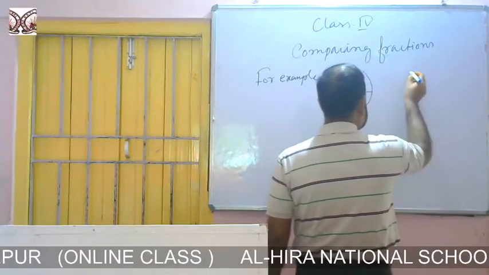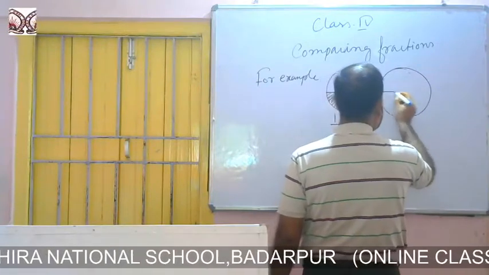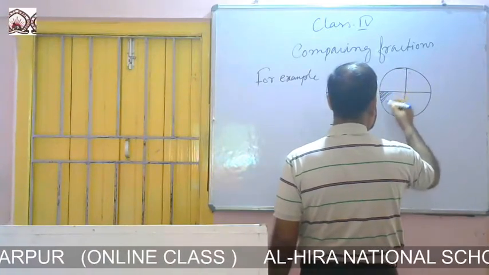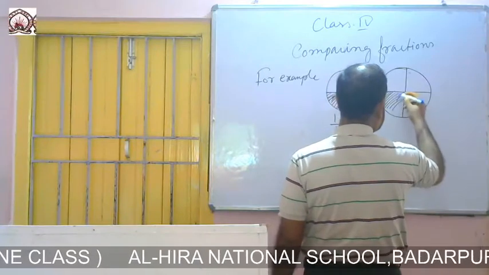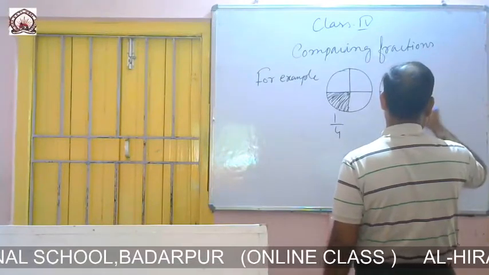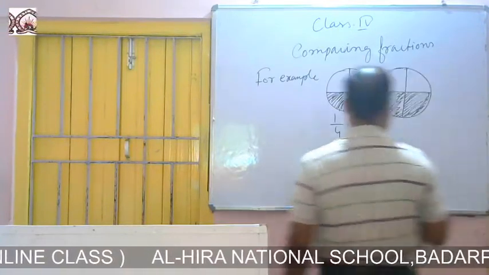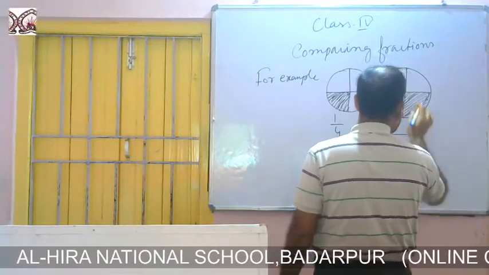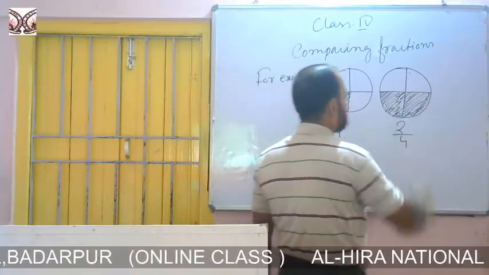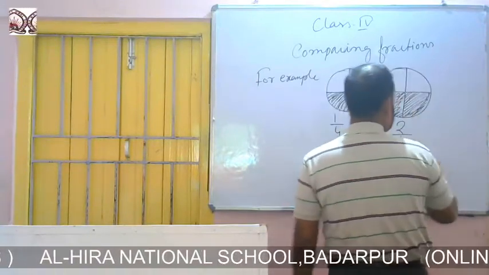Next, if same circle, if we divide into 4 equal parts and 2 parts are colored, in terms of fraction we can write 2/4, that means out of 4 parts 2 parts are colored, or 2 parts are colored out of 4 parts.